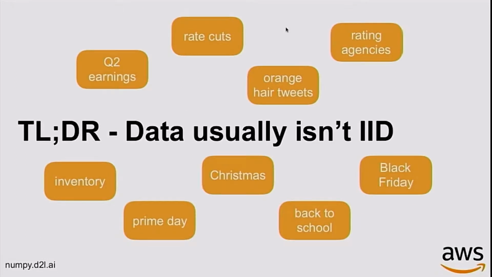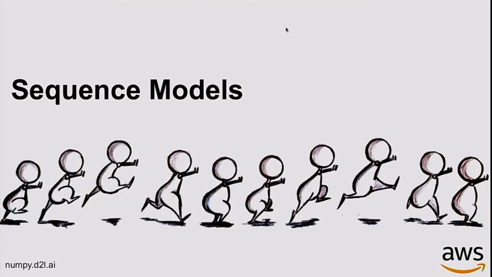So, without further ado, there are many cases where the data are not independent and identically distributed with each other. For example, quarterly earnings, the Fed rate cut, or for Amazon, inventory, Prime Day, and Christmas. Those events mean the data will not be independent and identically distributed, but they will probably be sequential data. That's why we're going to talk about sequence models first.